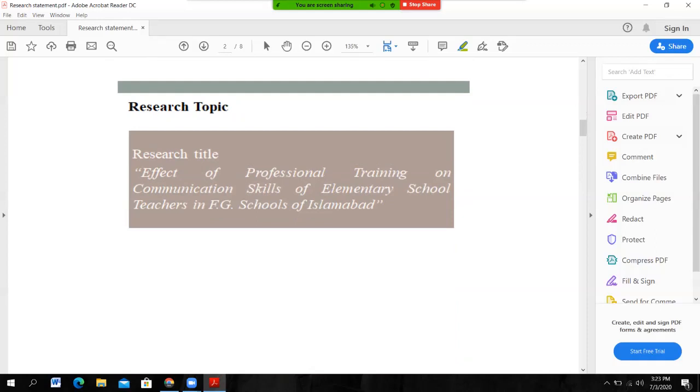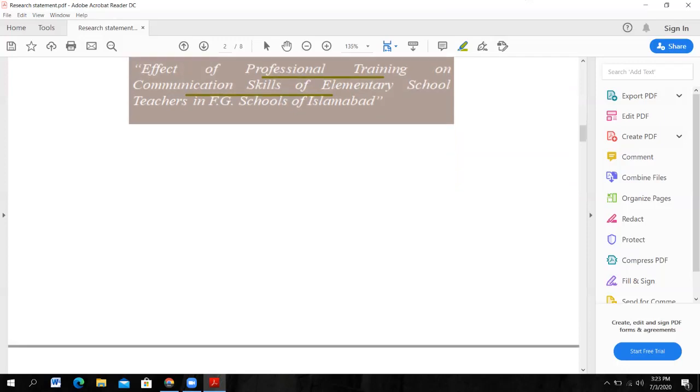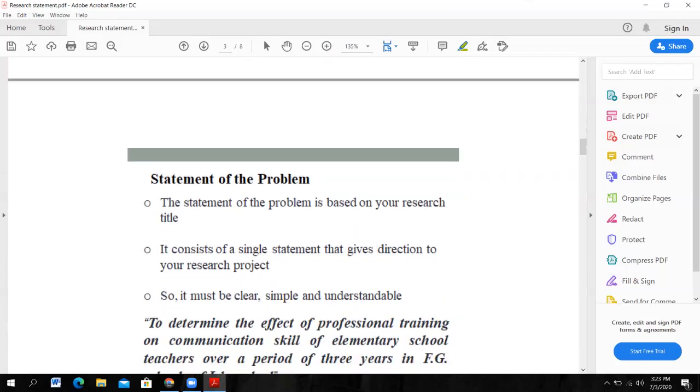So let's take an example in order to clarify these terminologies. For example, there is a research project in which the researcher wants to investigate how professional training will affect the communication skill of the elementary school teacher. So the title of this research project will be Effect of Professional Training and Communication Skill of Elementary School Teacher in FG School of Islamabad. So we will give this as an example, and now we will explain the terms on the basis of this example.